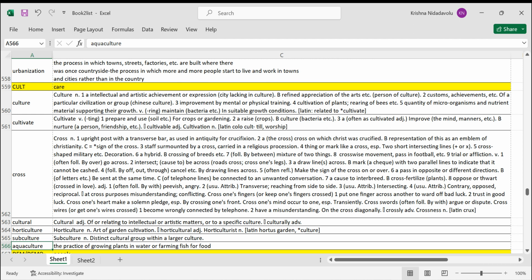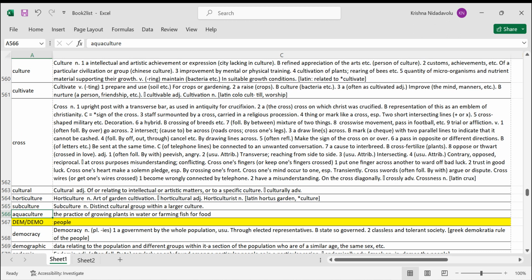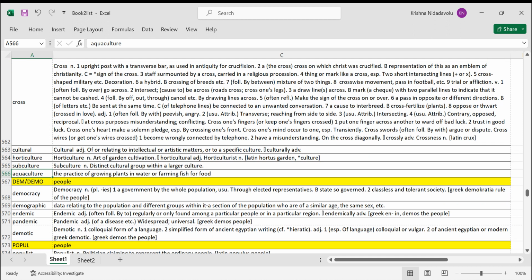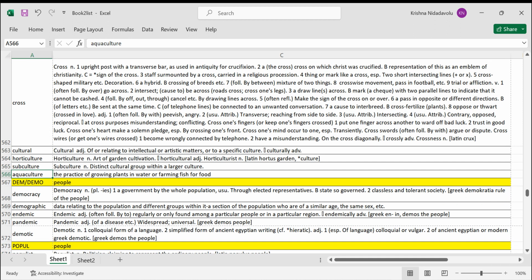Aquaculture. Aquaculture is about growing plants or fish in water, mainly for food. Aqua is water, right? Dem and demo. Demo means people. Government of the people, by the people, for the people. That is democracy.